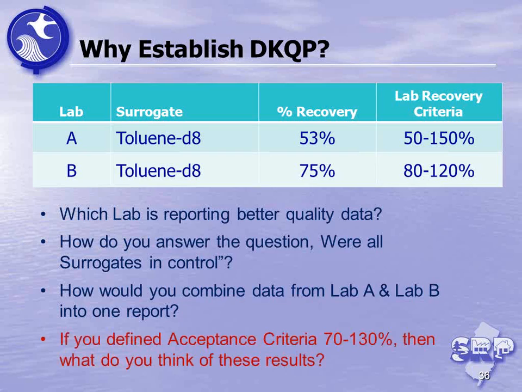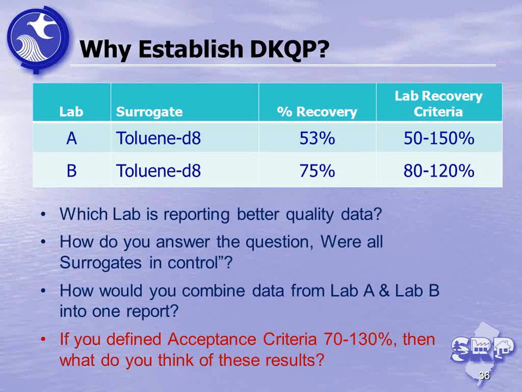But what if I were to tell you that the acceptance criteria that we're establishing, the yardstick, is that 70 to 130% is the acceptance range for recovery for the surrogate, then what would you say about these data sets? You would then, and this, by the way, is the criteria for the data of known quality protocol for method 8260B for surrogate recovery.